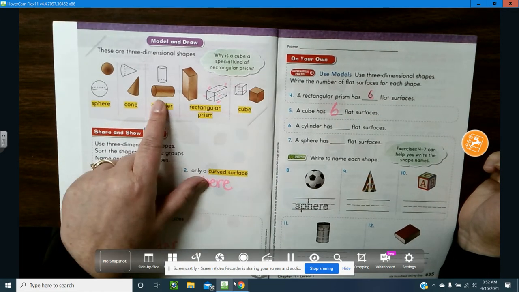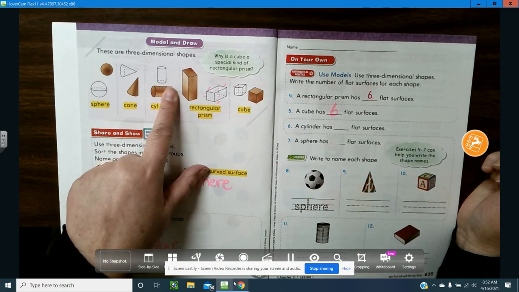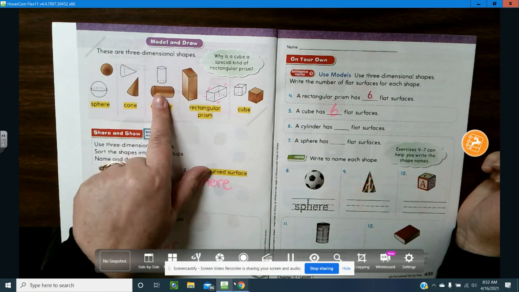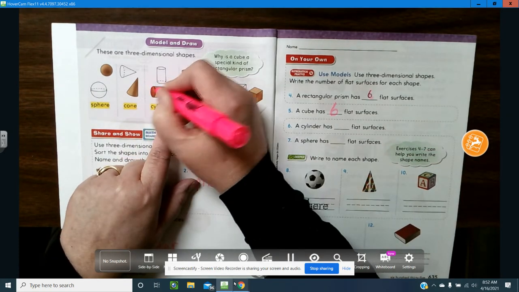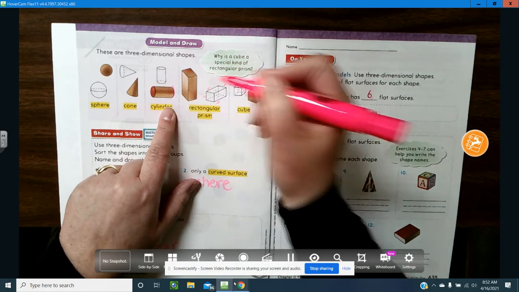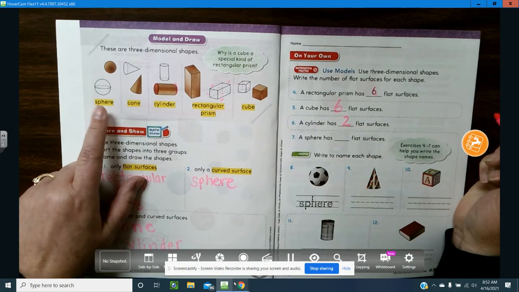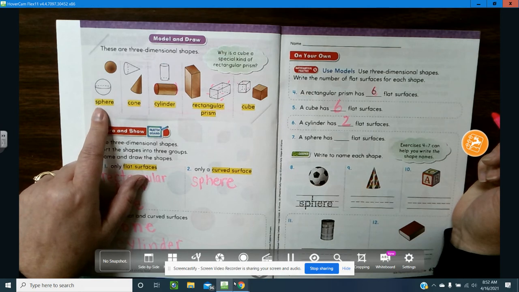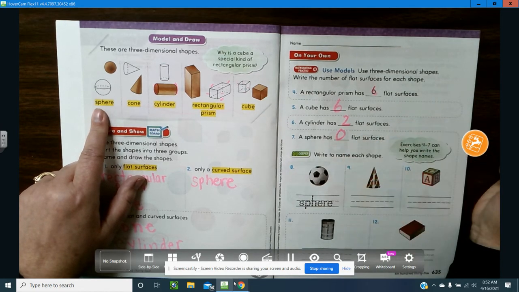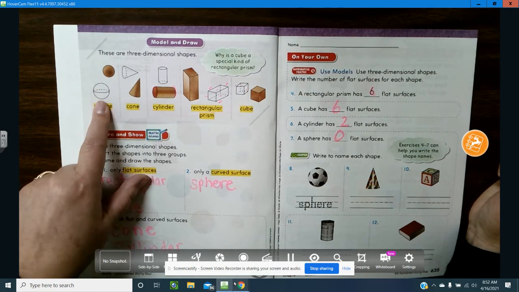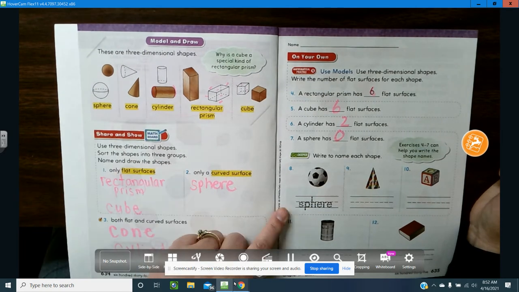A cylinder, that's the long one, like you put paper towel on. It has a flat side on this end and a flat side on this end. So it only has 2 flat sides. And a sphere like this right here, it has 0 flat sides. Those basketballs and baseballs that you play with, they don't have a flat side.